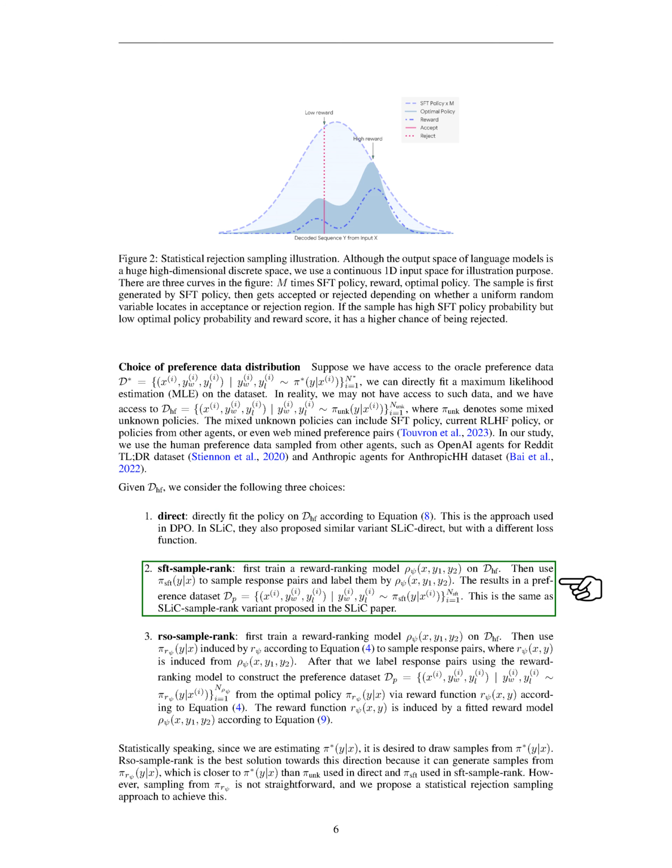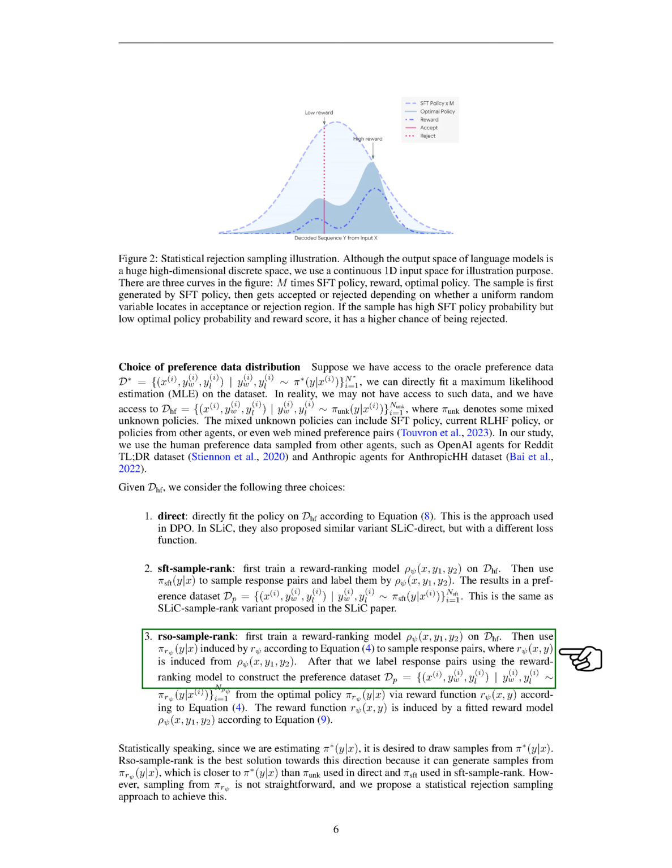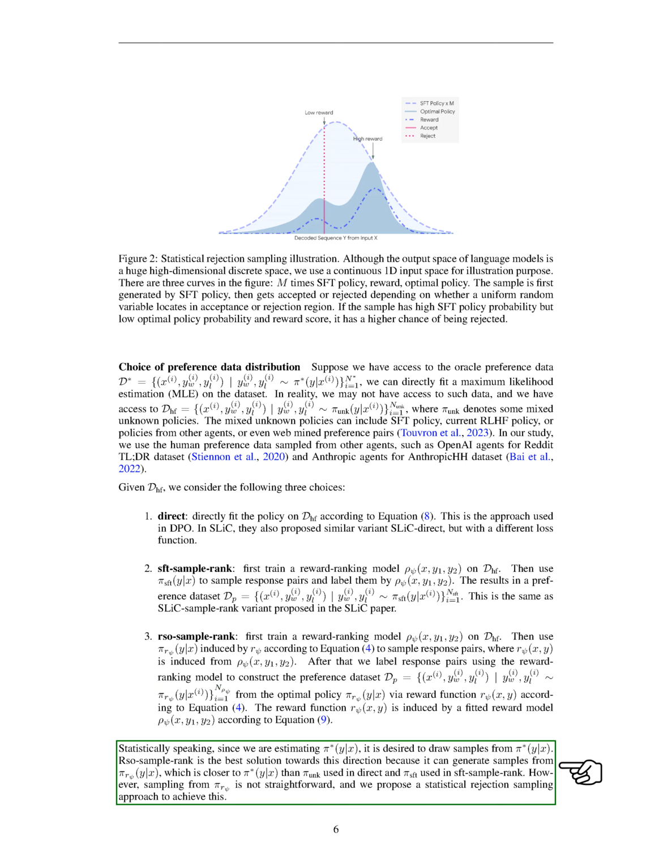3. RSO sample rank. This approach also starts by training a reward ranking model on the D_HF data. Then, it uses a policy induced by the reward function to sample response pairs. These pairs are then labeled using the reward ranking model to construct the preference dataset, D_P. This method can generate samples that are closer to the ideal preference data than the other two methods. However, sampling from this policy is not straightforward, so we propose a statistical rejection sampling approach to achieve this.